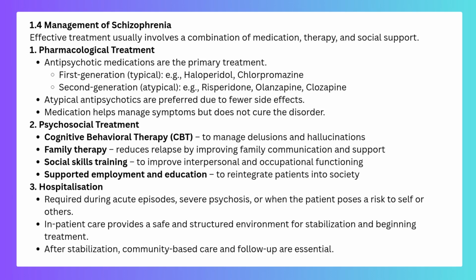2. Psychosocial treatment. Cognitive behavioral therapy, CBT, to manage delusions and hallucinations. Family therapy reduces relapse by improving family communication and support. Social skills training, to improve interpersonal and occupational functioning. Supported employment and education, to reintegrate patients into society. 3. Hospitalization. Required during acute episodes, severe psychosis, or when the patient poses a risk to self or others. Inpatient care provides a safe and structured environment for stabilization and beginning treatment.